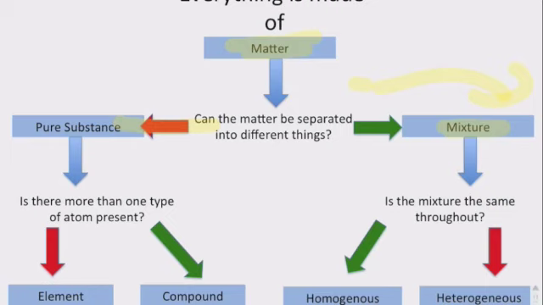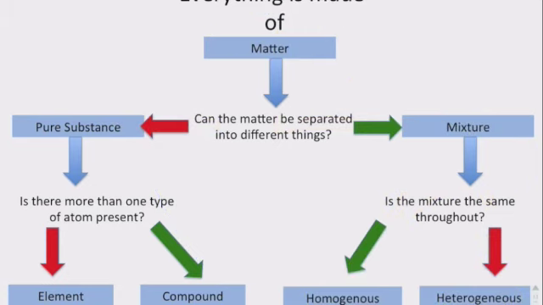If it's a mixture, is the mixture the same throughout? If it's the same throughout, yes it is, then we know that we have a homogeneous mixture. If it is not, you can see things floating in it, then we have a heterogeneous mixture. Okay, so if it can be separated, we know that it's a mixture, and then we just have to figure out what type of mixture we have.